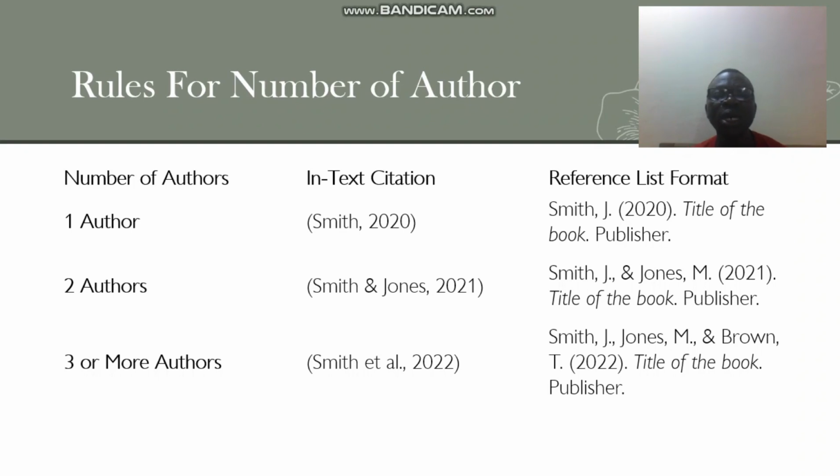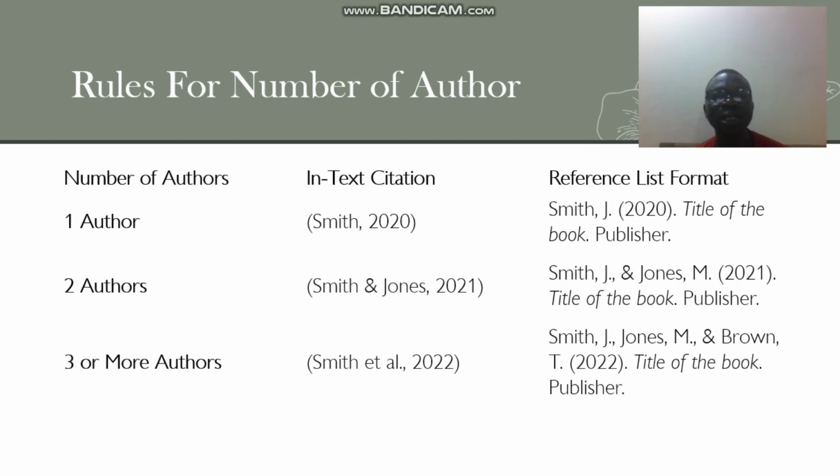And then you also have the rules for number of authors. When you are doing your in-text citation and your reference list, you have rules for your author. When the author is one, and it's an in-text citation, you just write their last name, comma, and then their year, and you close your brackets. That's if it's one. But when the authors are two, you have both of their last names. In this case, you have Smith and Jones, comma, 2021. Okay, so you have it that way.